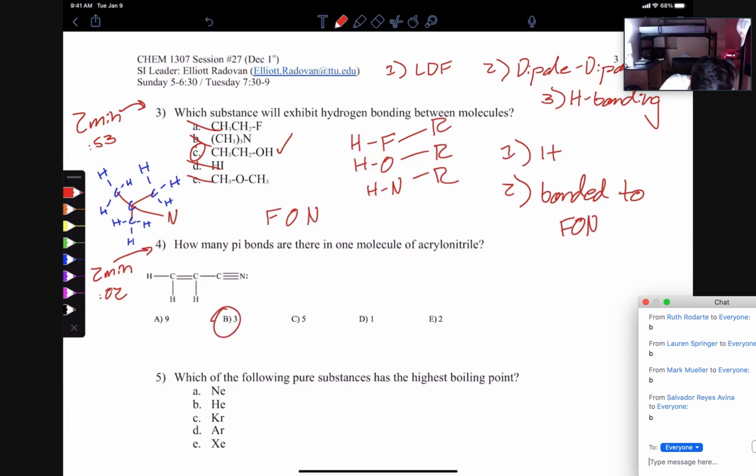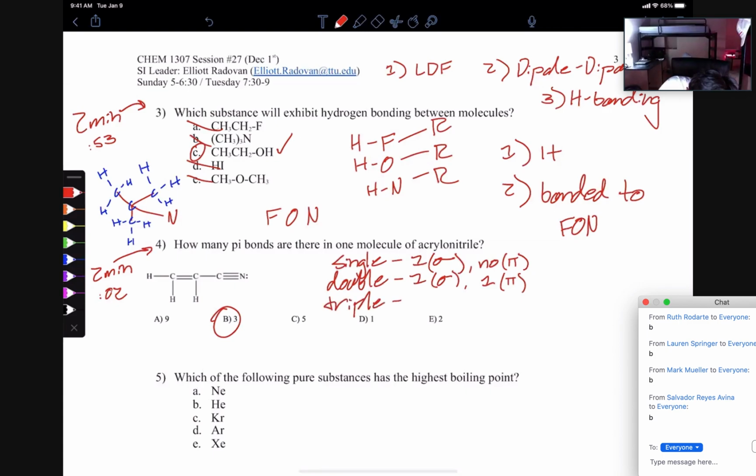Okay, so just know that in a single bond, you have 1 sigma bond and no pi bonds. Okay, and in a double bond, you have 1 sigma bond and 1 pi bond. And in a triple bond, you have 1 sigma bond and 2 pi bonds. Okay, so that's just something you need to know.